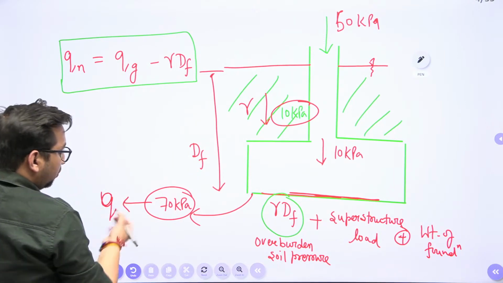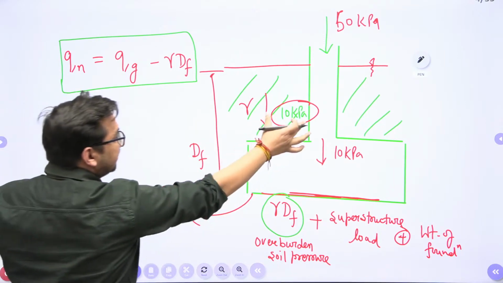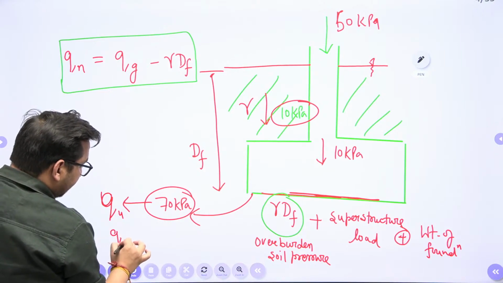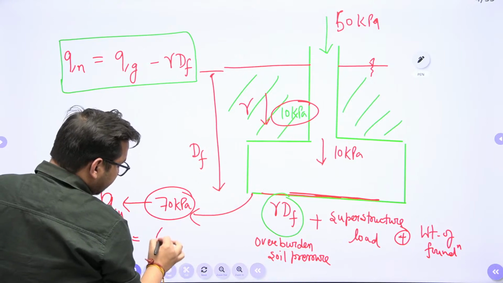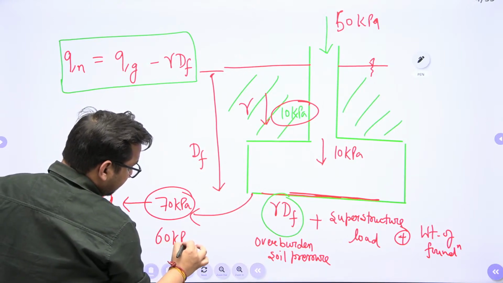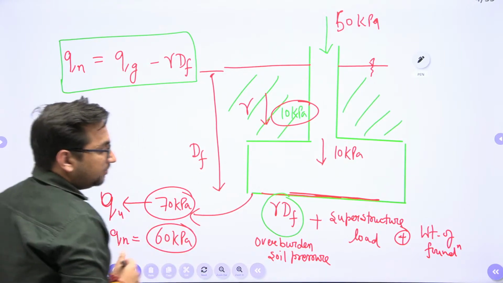This is my Q value or Q gross value. If I subtract this 10 value, that will be my net value. That will be 70 minus this 10 value. That will be 60 kilopascal.